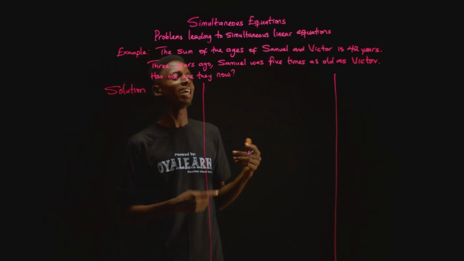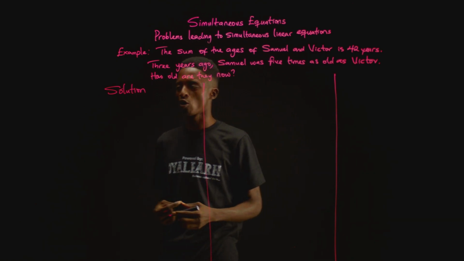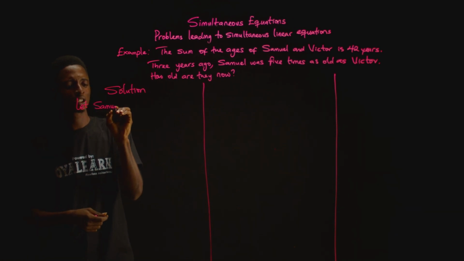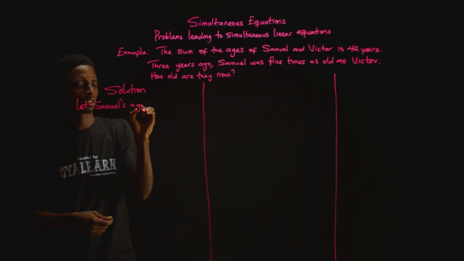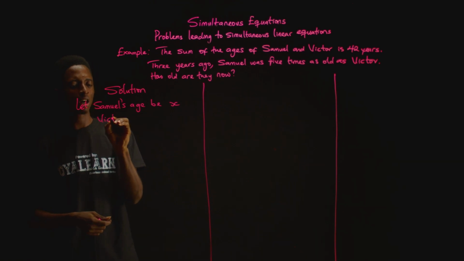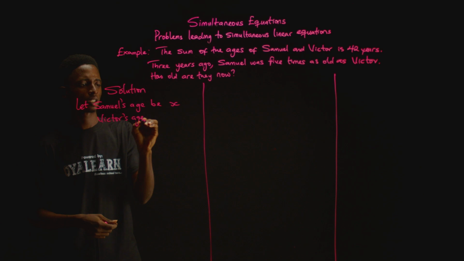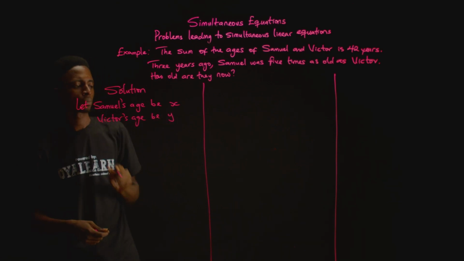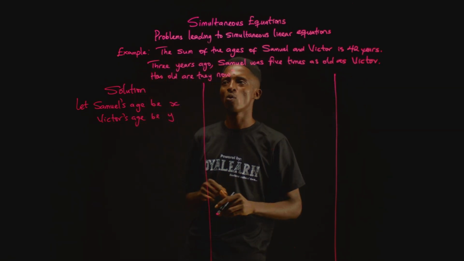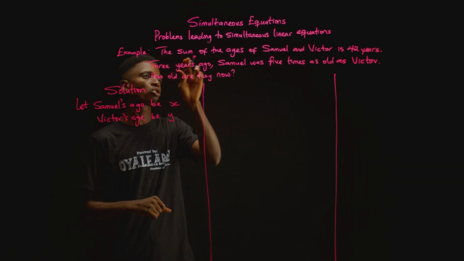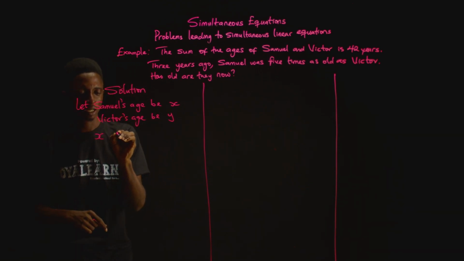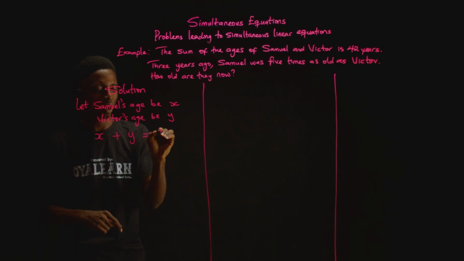We have to give their ages a symbol or a variable that will help us solve it. So we say, let Samuel's age be X, and then Victor's age be Y. Now that we have this, we can then work with X and Y based on the information given in the question. So the first information is that the sum of their ages is 42 years. Therefore, we can say X plus Y equals 42.